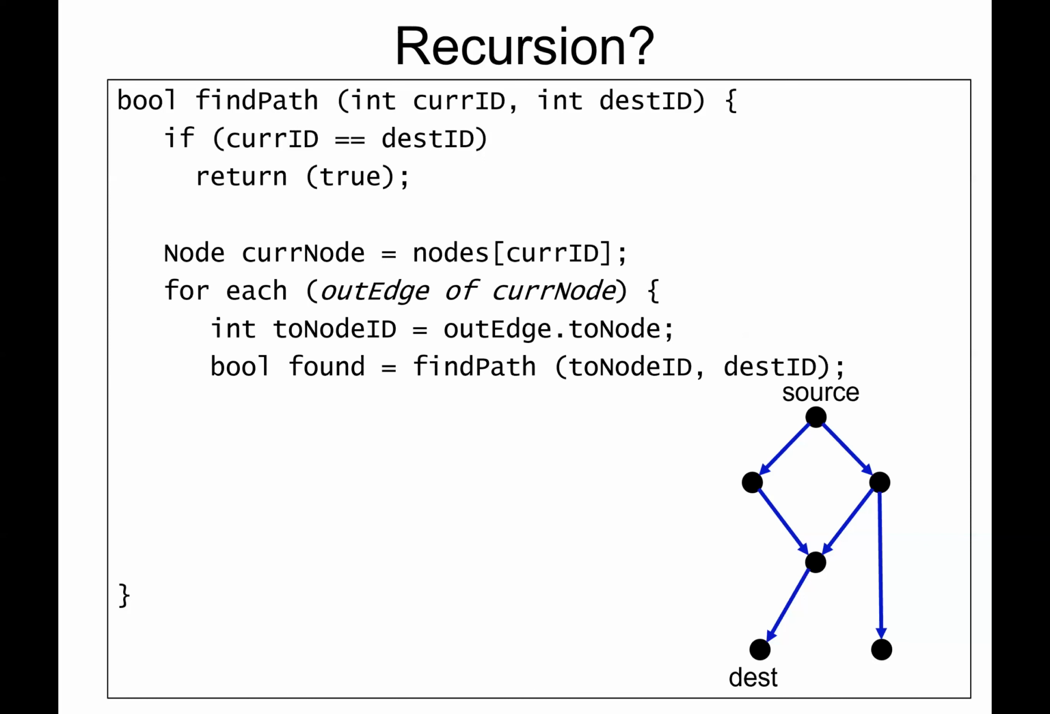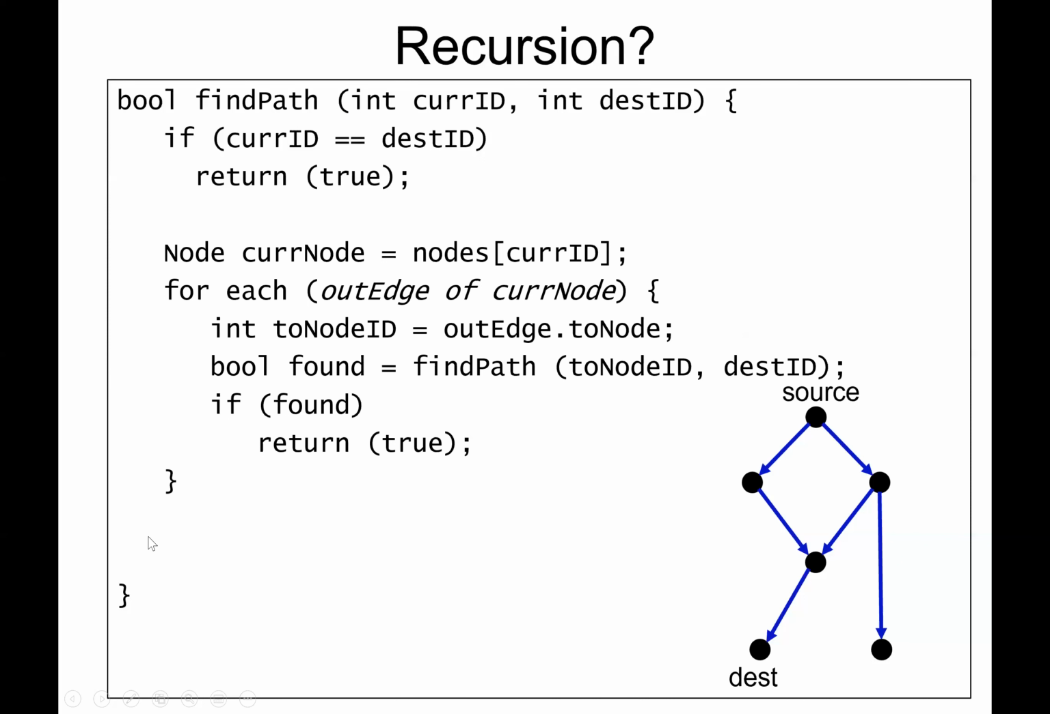But before we do that, okay, what else should I do? So I'm looping through, I'm going through every single one of these edges. Let's say I go through this edge, I find the node on the other end of it, and I'm going to call find path with it. And this find path is going to return either true or false. So if it returns true, I'm done. It means that from this node there was a path, so I can return true. Does that make sense? I'm done.